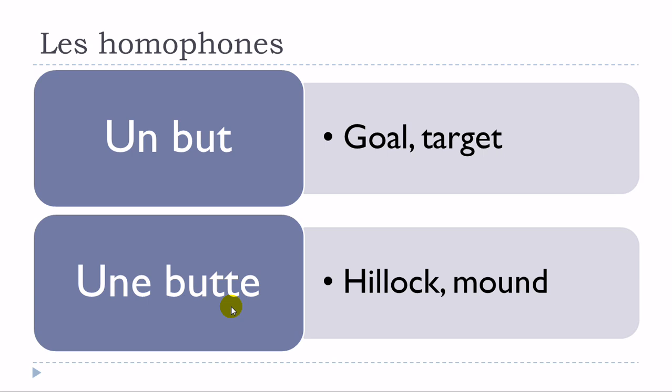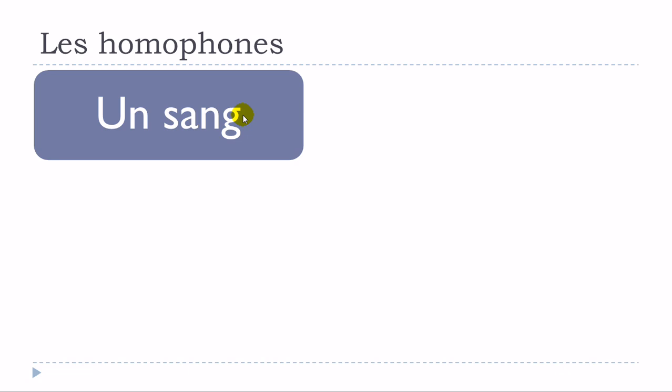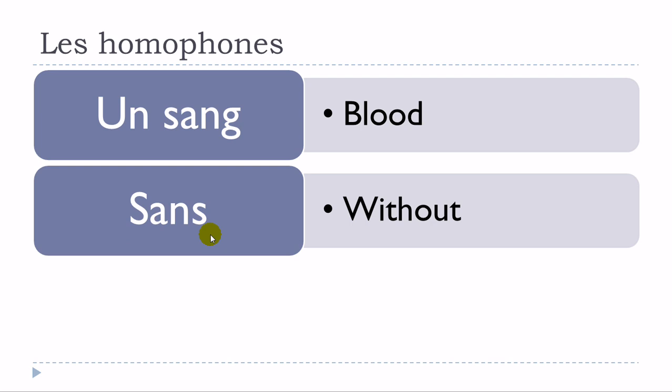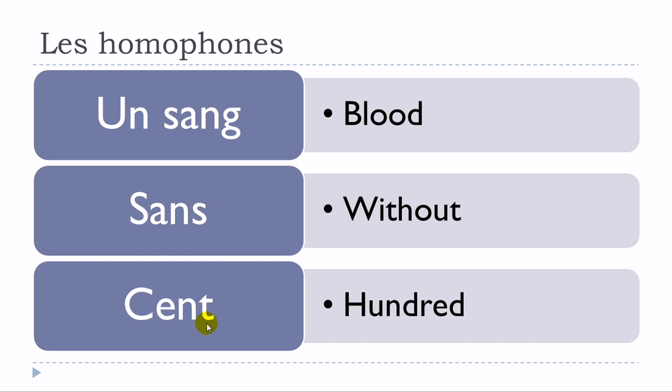Un sang. Okay, remember this G here doesn't exist, so un sang. And then here we've got this sang. Quite useful because it means without, sans. And we've got a third one, sans, written like that, and it's 100. Okay, so un sang, sans, sans.